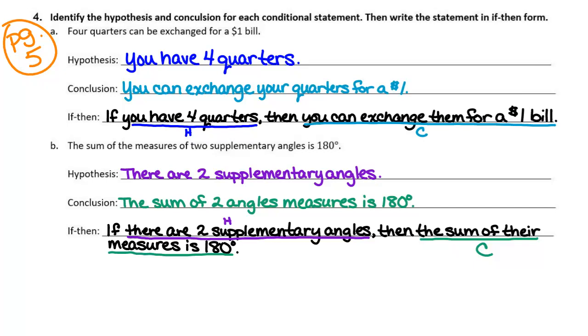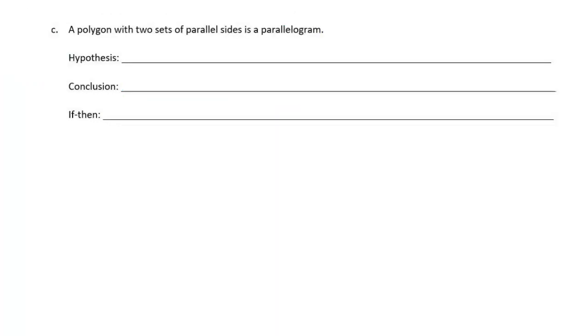All right. There's a part C to number 4 that's at the top of page 6. So we're going to go do that. And then we're actually going to have to flip back to page 5 to look at something that's written there. But we're going to go to page 6 next. We're going to do part C. A polygon with two sets of parallel sides is a parallelogram.